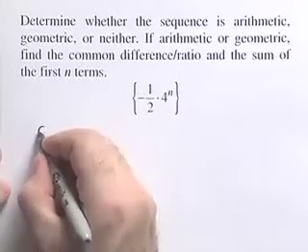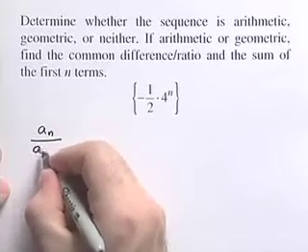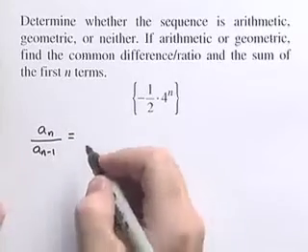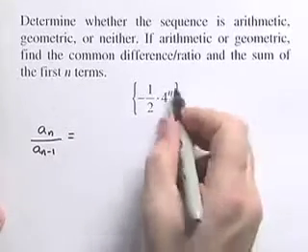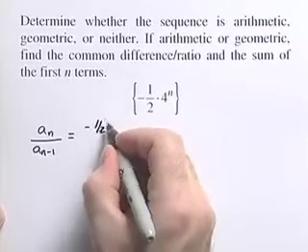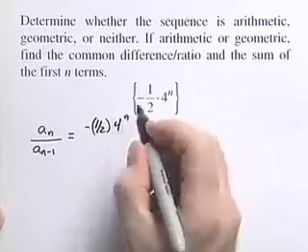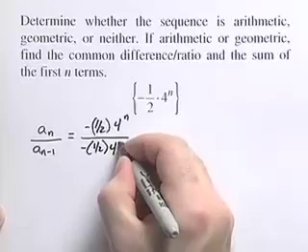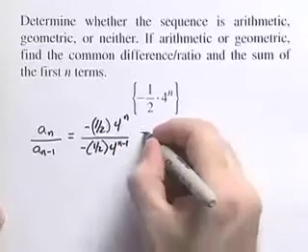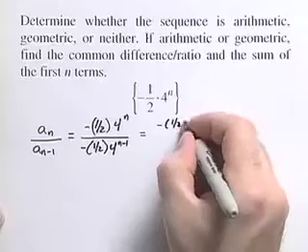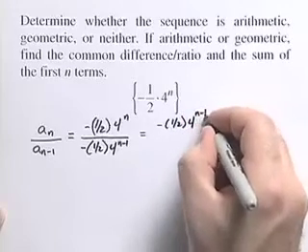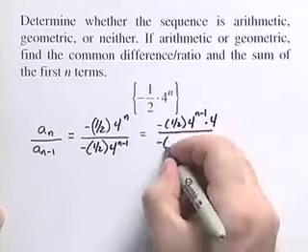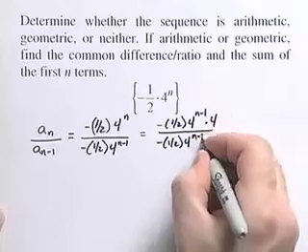So we want to find the ratio a sub n divided by a sub n minus 1. So the nth term divided by the n minus first term. This is a sub n that we're given here, so we'll have negative 1/2 times 4 to the nth power. That will be divided by negative 1/2 times 4 to the n minus 1 power. We can rewrite that. So it will be negative 1/2 times 4 to the n minus 1 times 4. We're just rewriting 4 to the n over negative 1/2 times 4 to the n minus 1 power.